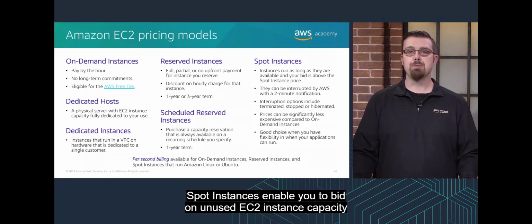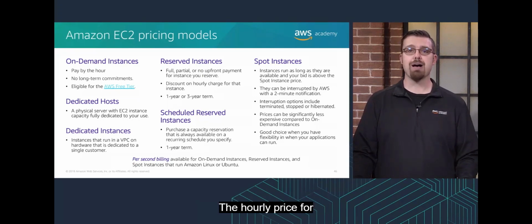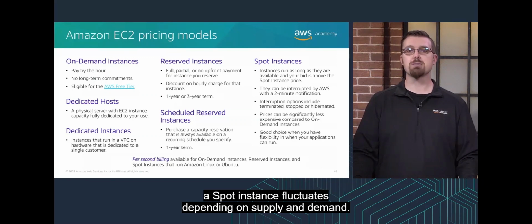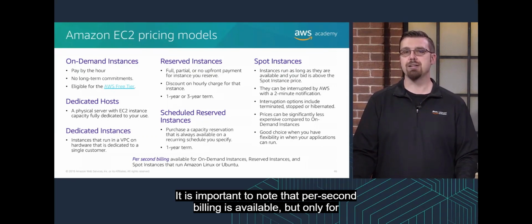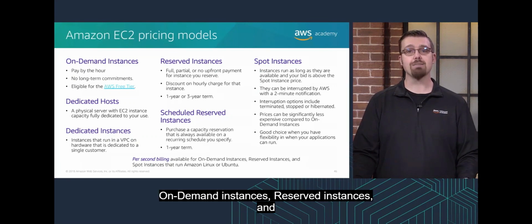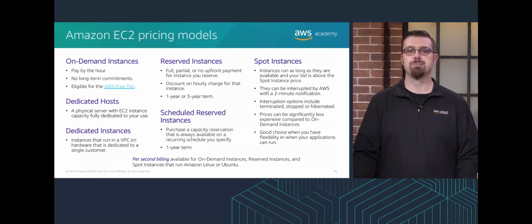Spot instances enable you to bid on unused EC2 instance capacity, which can lower your costs. The hourly price for a spot instance fluctuates depending on the supply and demand. Your instance runs whenever the bid exceeds the current market price. It is important to note that per-second billing is available, but only for on-demand instances, reserved instances, and spot instances that run on Amazon Linux or Ubuntu.